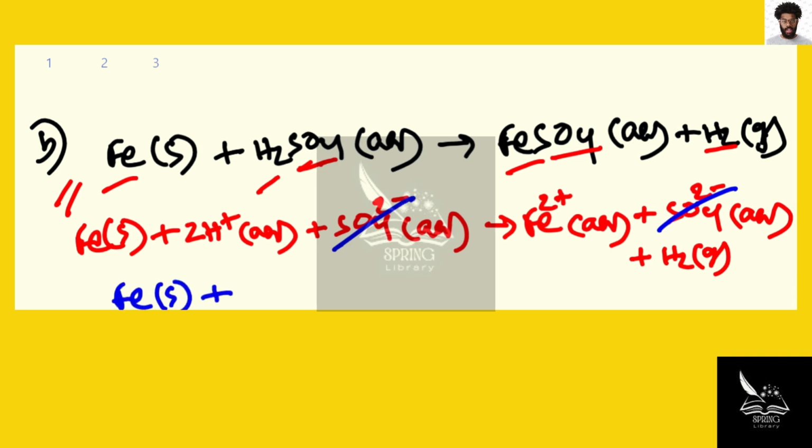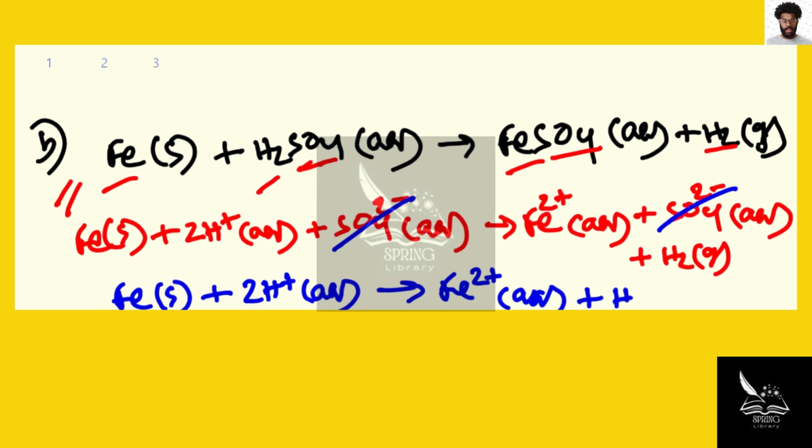Fe plus 2H+ in aqueous will be equal to Fe2+ aqueous plus hydrogen in gas. So this is our net ionic equation for this reaction. Now go to the third one.